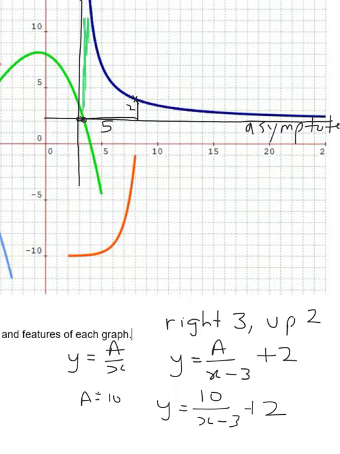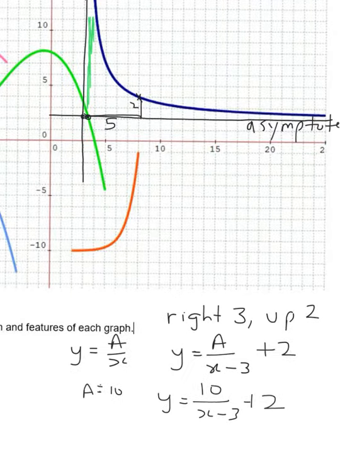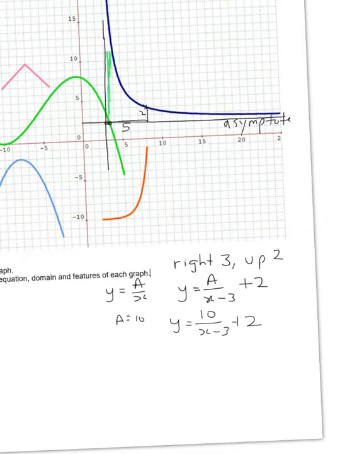When you're writing the domain, our domain is x greater than 3. We don't have an equal to. X is greater than 3, it's not equal to 3, and it's less than or equal to 25. Okay, be careful of that one.